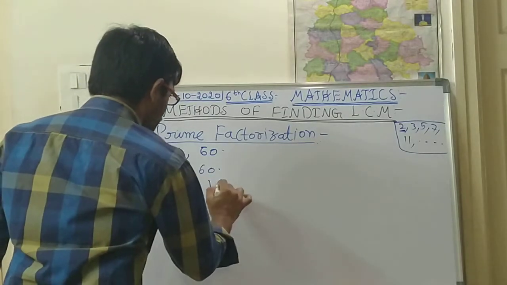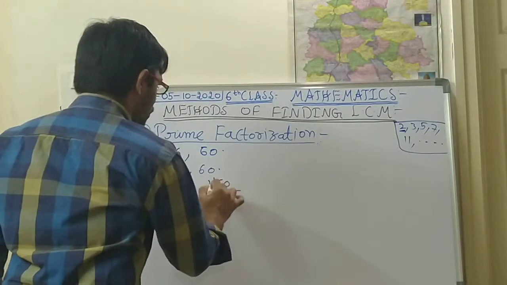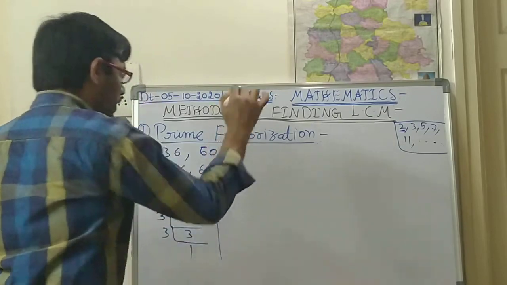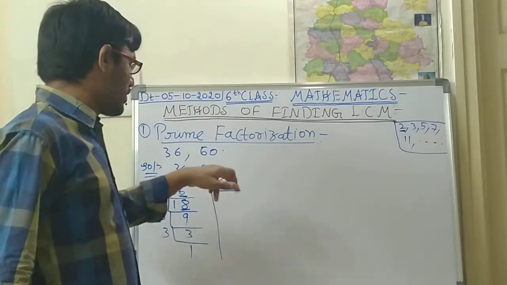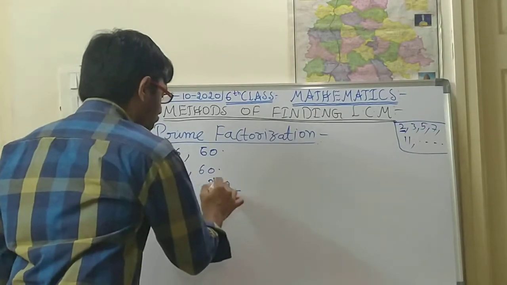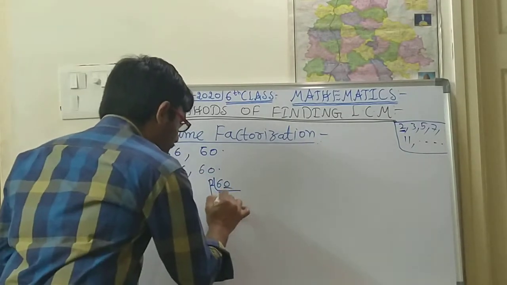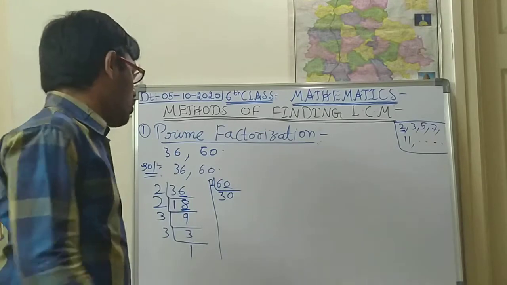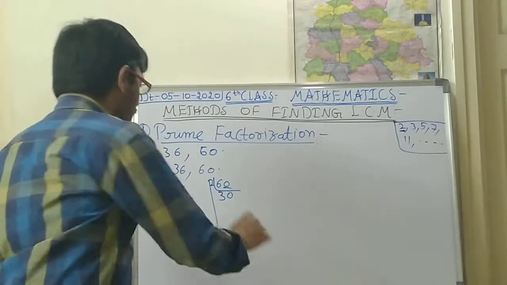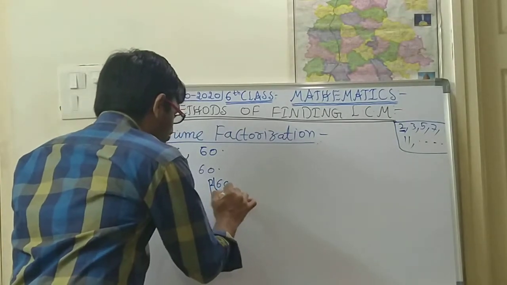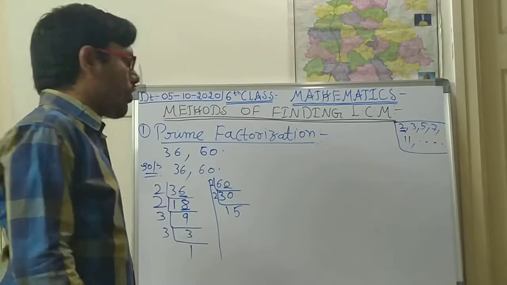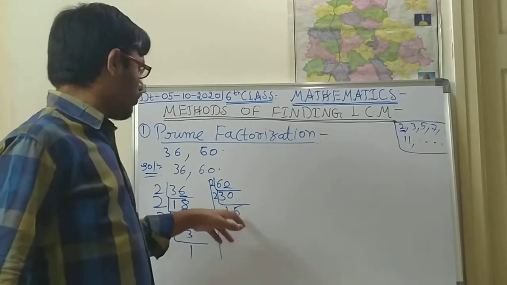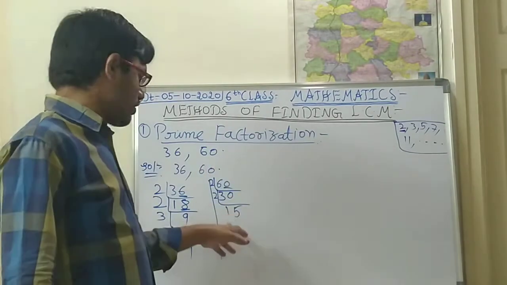Next, 60. For 60, how should you do it? 60 is divisible by 2, because the ones place digit is 0. So in the 2 table, 2 3s are 6, 2 0s are 0. 2 into 30 is equal to 60. Next, 30 will again go in the 2 table: 2 into 15, 15 2s are 30. If you know the 15 table, you can understand.